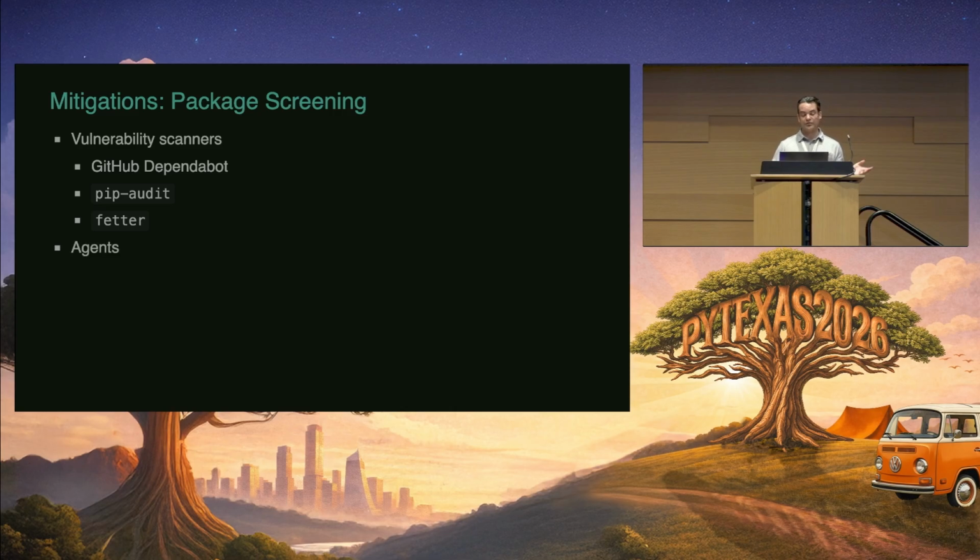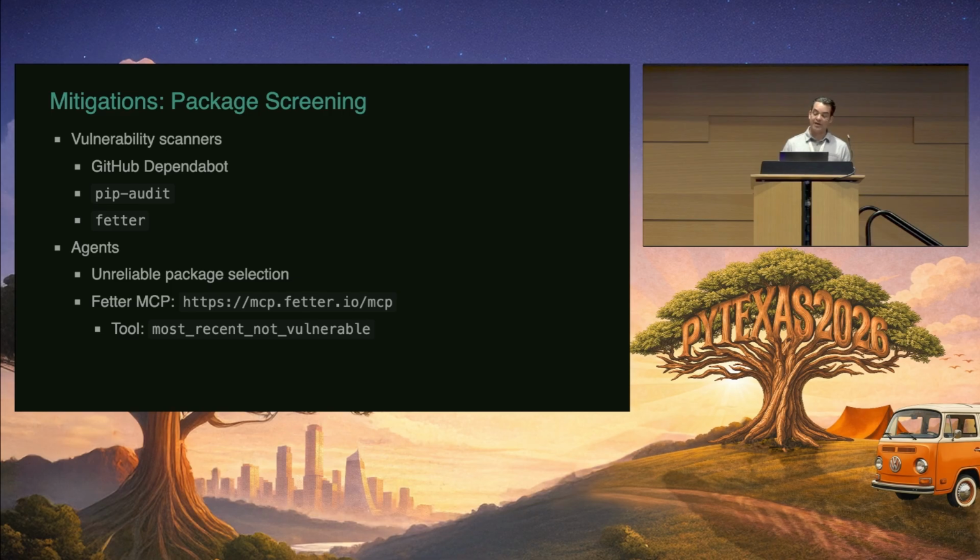Furthermore, if you're working with agents, you might have found that your agents are a little unreliable in their package selection. I find it quite surprising, some of the versions I get from my agents. For that, I created the Fetter MCP. We learned about MCPs this morning. This is an MCP that is available for free. You can go grab it right there. This has a most recent not vulnerable tool that you can tell your agent to always use, such that you always get a recent but not a vulnerable package, which is probably what you want and may not be what your agent gives you. Again, this is only as good as known vulnerabilities, so it is not foolproof.